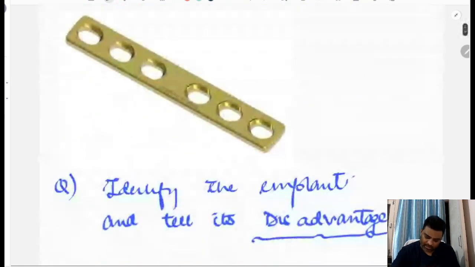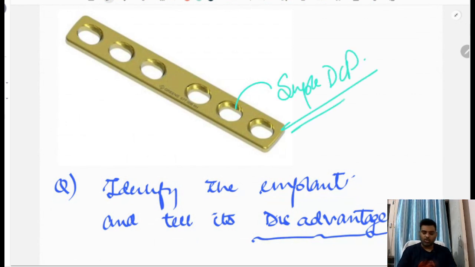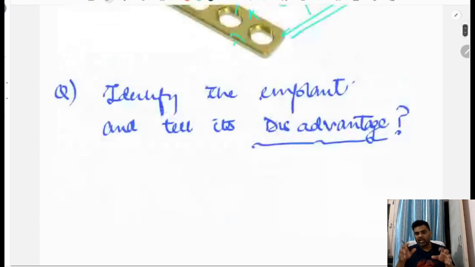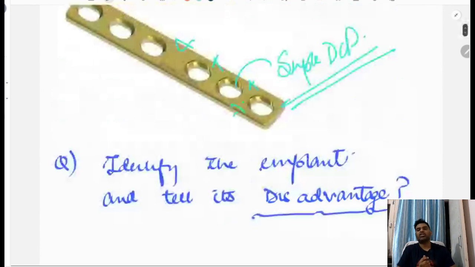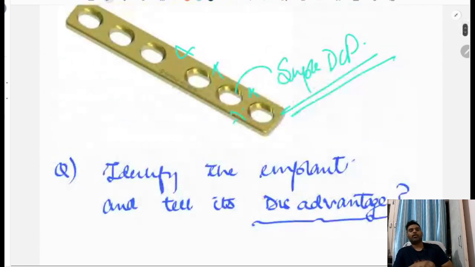This is a simple DCP. That is, there are no pits here. So it has high chances of damage, although its cost is less. It can damage the blood circulation and it can also damage the periosteum. Therefore, which is preferred? LCDCP, low contact dynamic compression plate is preferred.